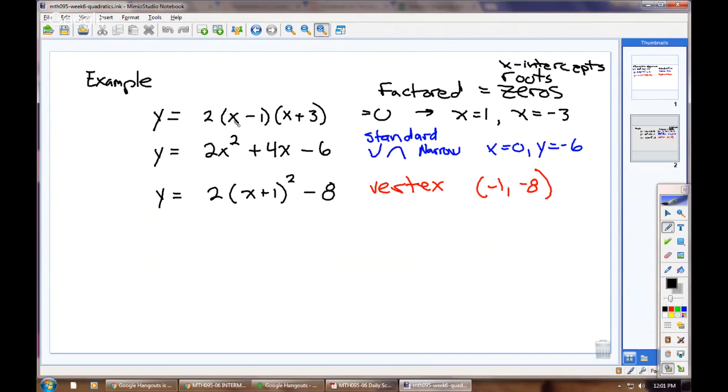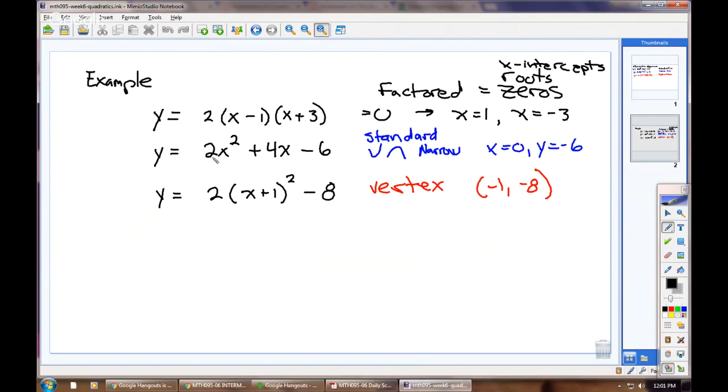So here I have it written in factored form. Factored form is nice because it allows me to find the x-intercepts, which by setting this equal to 0, I can see that x equals 1 makes this 0, or x equals -3 makes this 0. So I have the point 1, 0 or -3, 0 on the graph. X-intercepts are also called roots of the graph or zeros of the function.